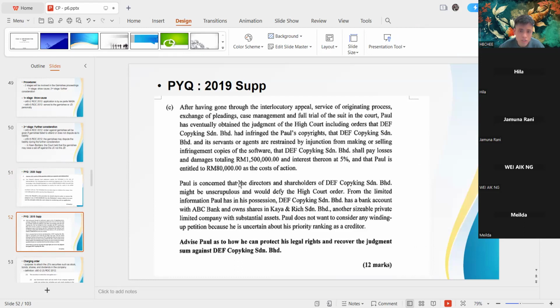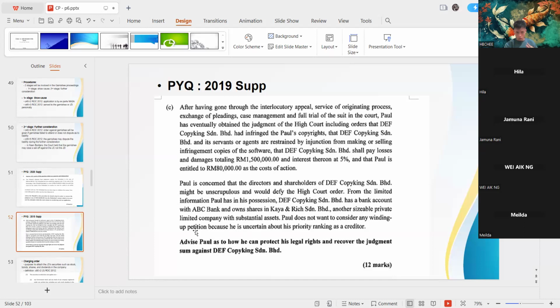Okay, it's concerned that this defendant will defy the High Court order. From the limited information, he has a bank account and owns shares in Kaya and another seizable private limited company with substantial assets. He does not want to consider any winding up petition. From this question it is quite clear: first is the mode of enforcement, and then the method of enforcement.